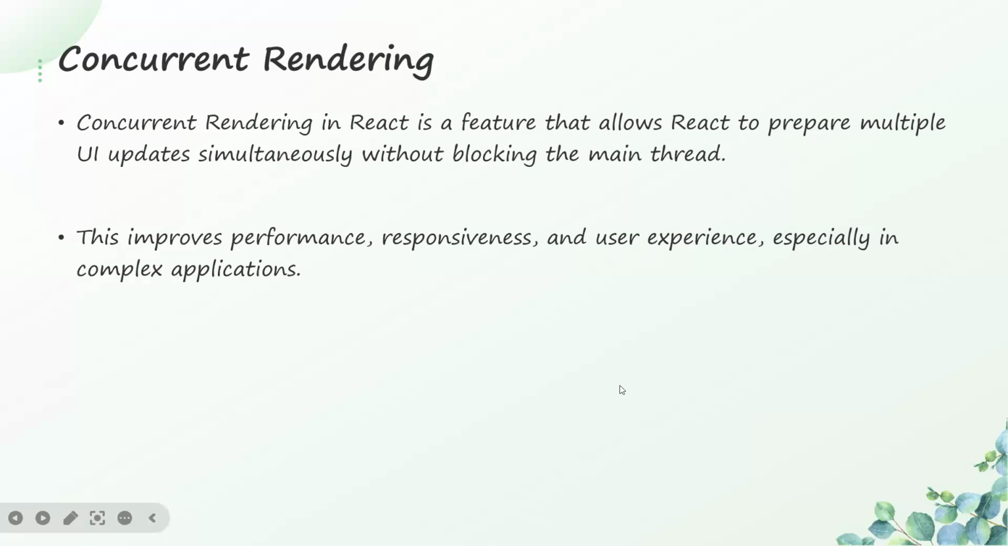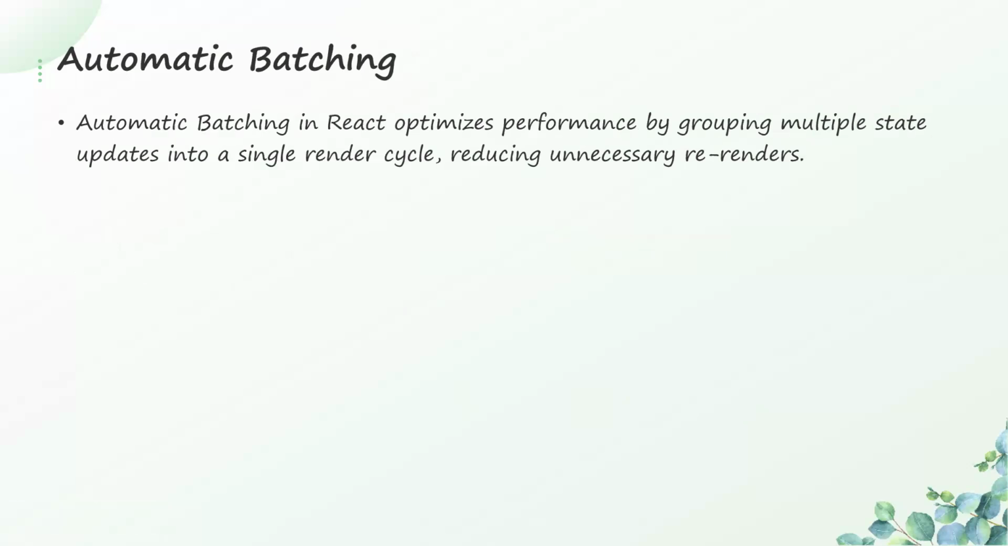So create root offers you concurrent rendering, which improves performance, responsiveness, and user experience, especially in complex applications. Since the main thread is not blocked during the UI updates, the application will not be blocked, and user experience will still be amazing. Another one is automatic batching. Create root offers you automatic batching, but render will not offer you automatic batching.